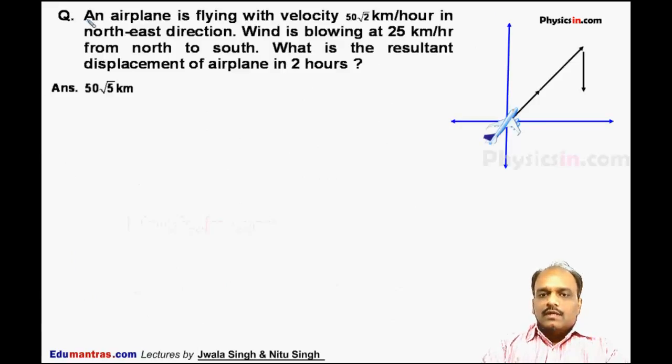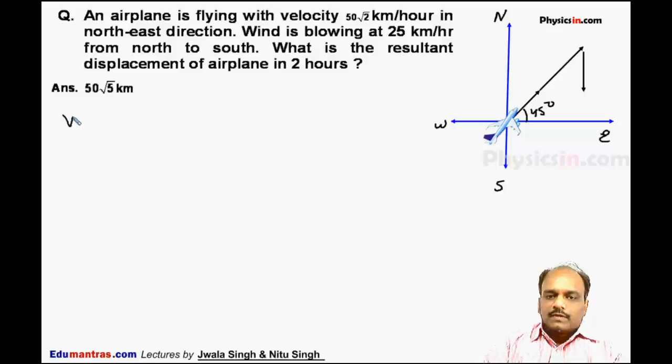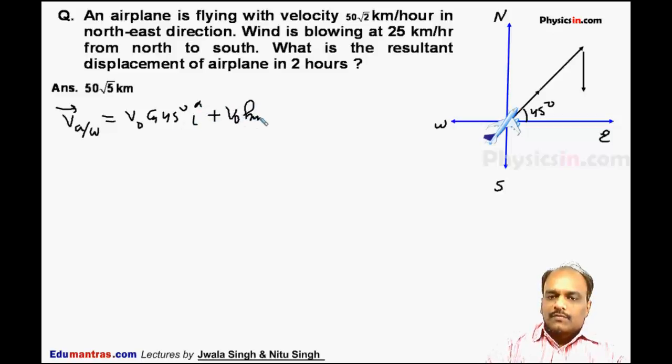Next question. An airplane is flying with a velocity of 50 root 2 km per hour in northeast direction. This is our north, south, east and west. Northeast means this angle is 45 degree. So I can say the velocity of aeroplane with respect to wind is v naught cos 45 i cap plus v naught sin 45 degree j cap.